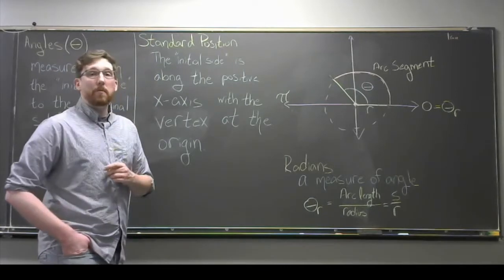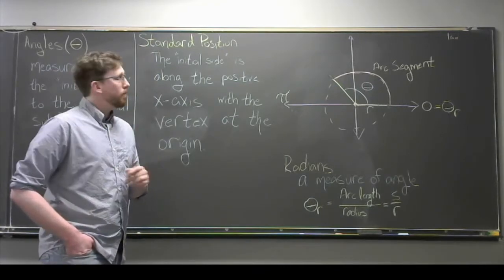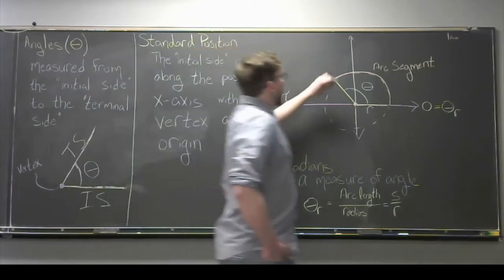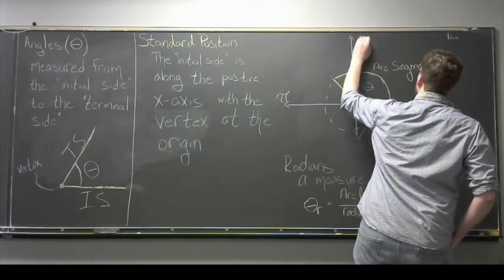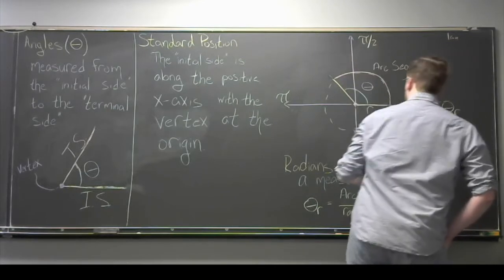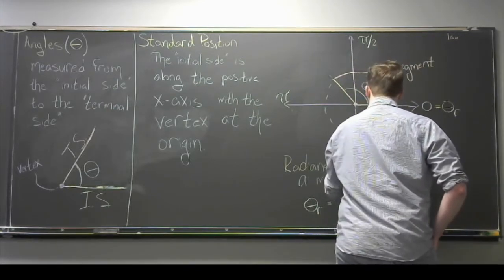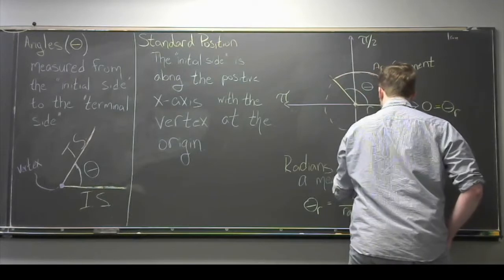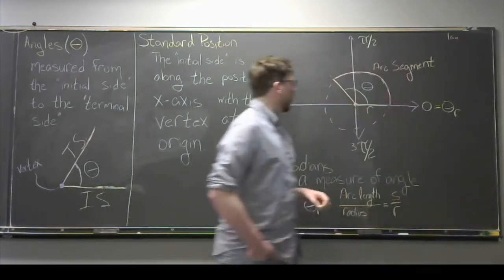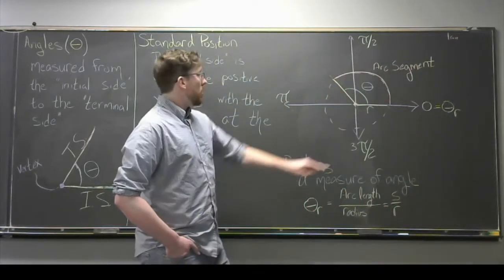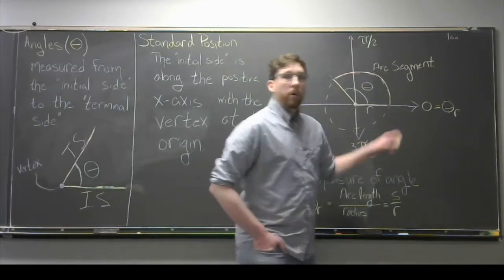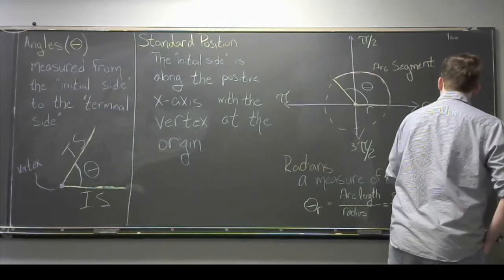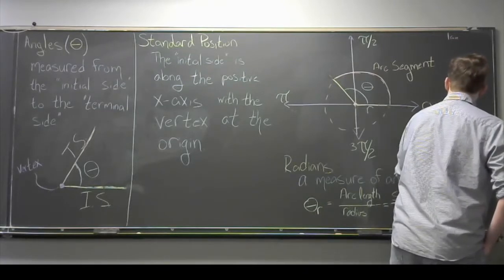From here, we might be able to figure out what the rest of it's going to be. Up top, the angle will be pi over 2. And down below, it's going to be 3 pi over 2. Notice if we go all the way around, though, we've traced out 2 pi. 2 pi radians.